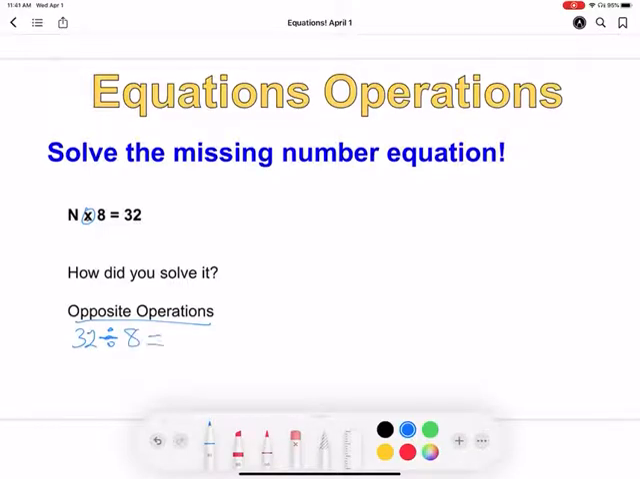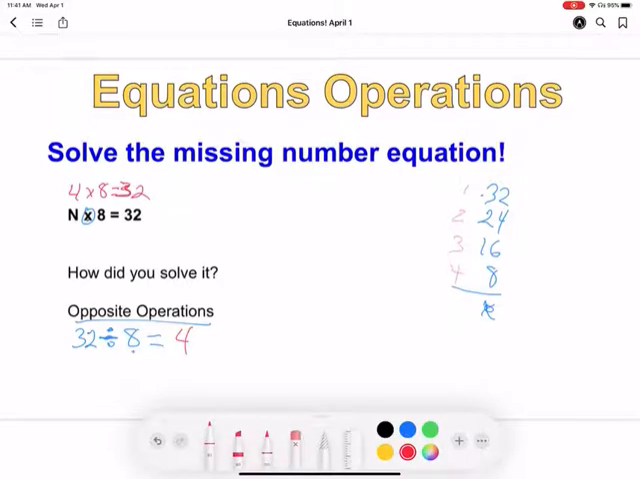8. Now, when I'm doing this one, 32, division is always repeated subtraction. So 32 minus 8 equals 24. 24 minus 8 equals 16. 16 minus 8 equals 8. And then 8 minus 8 is 0. So we're done, and I'm going to count my groups right there. 1, 2, 3, 4. So my missing number is 4. And let's check it out. 4 times 8, yep, that still equals 32.